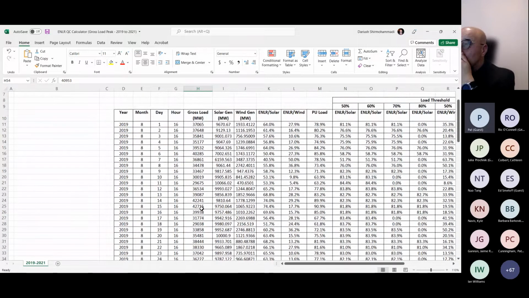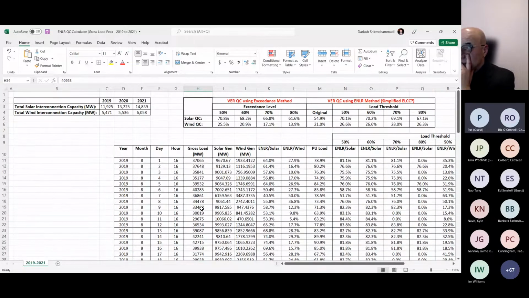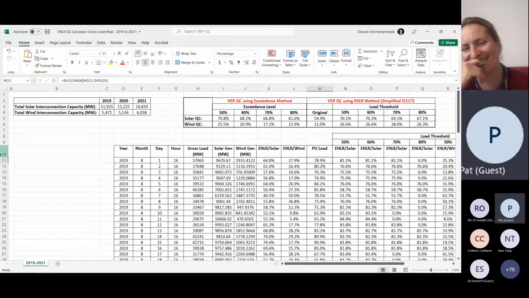Sorry, Dariush, in column M, can you expose the formula there? Is that just column H divided by the max of column H? Like your per unit of load percentage in column M. If you look at it, it's just the load over the maximum of the load. By the way, if anybody wants this spreadsheet, I'm more than happy to send it to them so that they can see how all this geeky stuff works. It's not very difficult either.